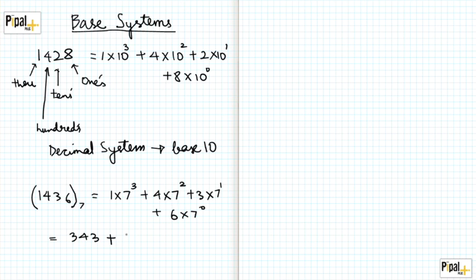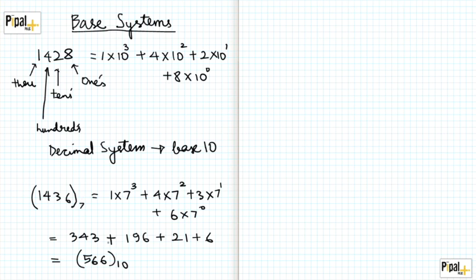4 times 49 is 196. 3 times 7 is 21, and 6 into 1 is 6, right? So when I add these up, I get the number 566 in base 10. So 566 in the decimal system as we know it is actually equivalent to 1436 in base 7. So we notice that conversion from another base to base 10 is fairly straightforward.